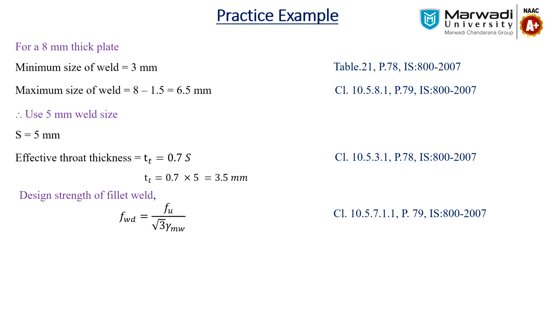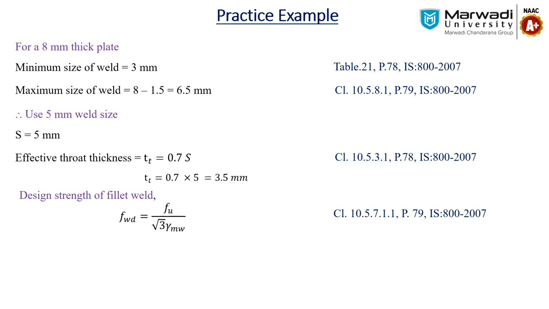The ultimate strength of the plate is 410, while gamma MW varies depending on the type of weld, whether you are doing a shop weld or a field weld. Why do we have to change it? In a bolt it does not affect, but where we do the welding, the temperature and environmental factors for shop and field will be different.